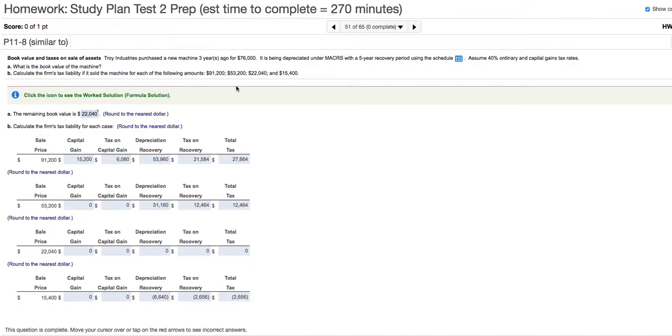But we have a new machine that was purchased 3 years ago for $76,000, and it's being depreciated under the typical 5-year table that we've been using for the class. And we have the need to calculate some various different gains as well as their associated taxes. So again, our sale price is $91,200. I'm going to flip the screen a little bit here.